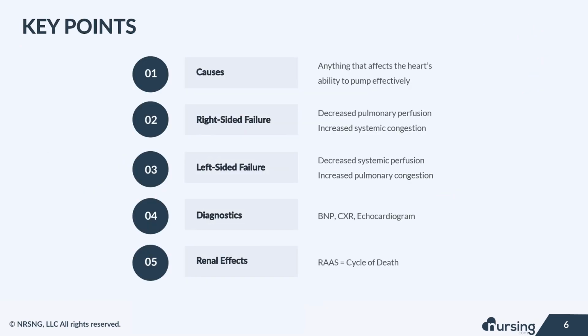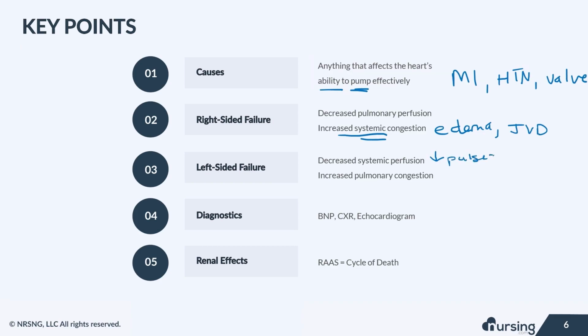So let's recap. Anything that affects the heart's ability to pump effectively can cause heart failure, including MIs, hypertension, and valve disorders. In right-sided heart failure, we see decreased perfusion forward to the lungs and increased systemic congestion. So the big thing is your peripheral edema and your JVD. In left-sided, we see decreased systemic perfusion. So you'll see decreased pulses and that increased pulmonary congestion with that pulmonary edema, especially things like pink frothy sputum and significant shortness of breath.